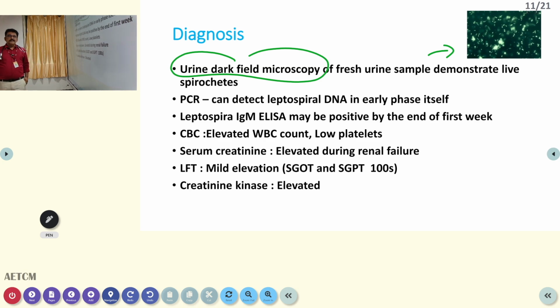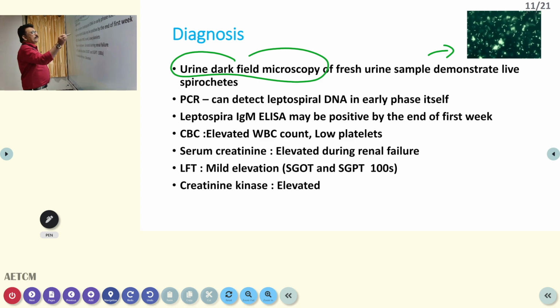The important thing is you can take fresh urine and see it under dark field microscopy. You can see the actively motile organism in that freshly passed urine. But if you keep the urine for some time, all the organisms will die. You may not get a good result. So freshly passed urine can be used for dark field microscopy so that the yield will be very high.